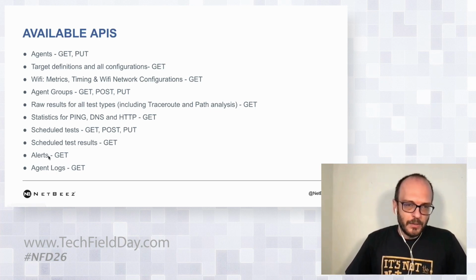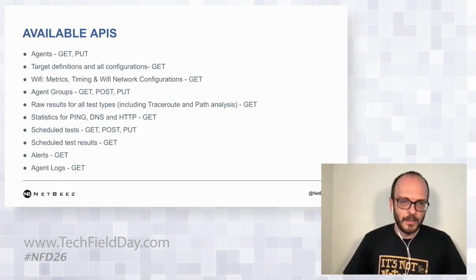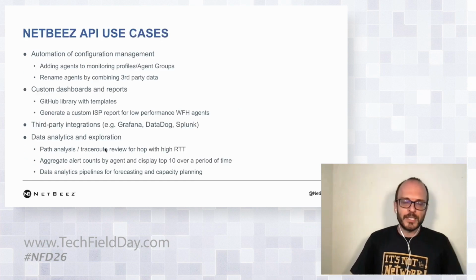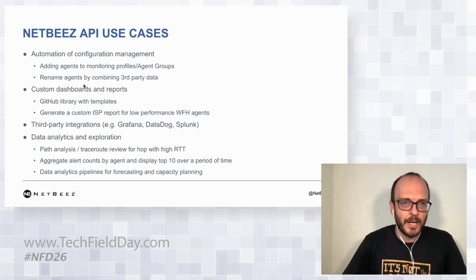You can get the full list of alerts that are being triggered in the dashboard, as well as all the agent logs, which are specifically associated with the WPA supplicant on our Wi-Fi hardware network agents. So now that we have an idea of the APIs, let's look at some of the use cases that our customers have been building over time using our API.